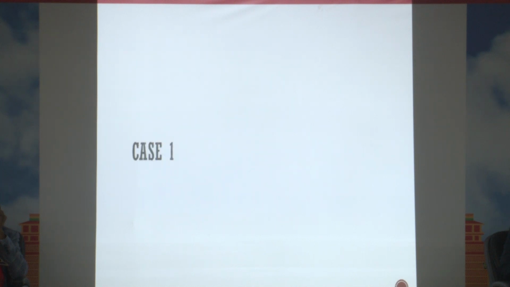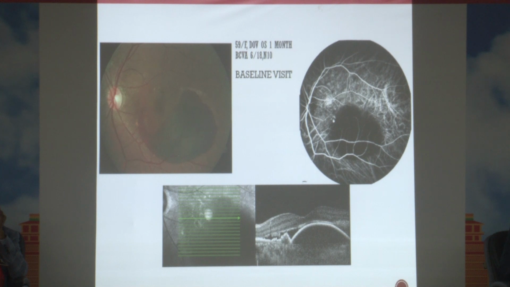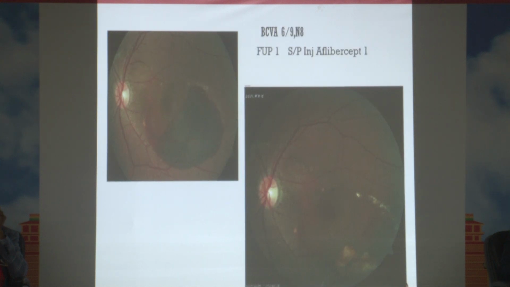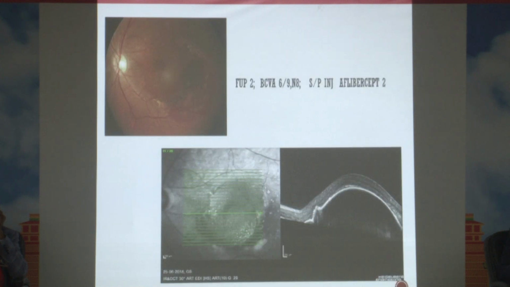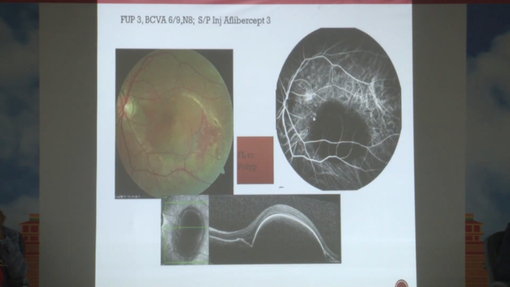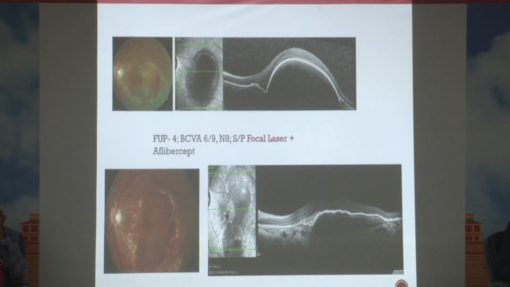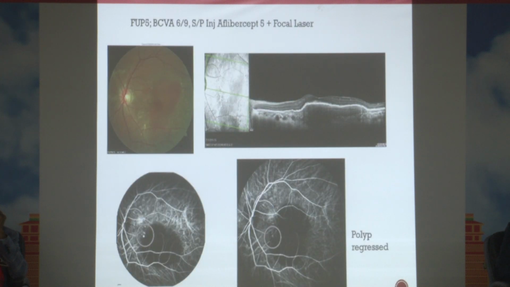These are a few examples of cases. This is a case of PCV. You can see on ICG a small polyp at the baseline visit with subretinal hemorrhage. After treatment with aflibercept, the hemorrhage is gone, but there is still a PED. Multiple injections of aflibercept were given, but still the polyp is there. Focal laser was done to the polyp, and this PED was resolved. So while aflibercept is considered the primary treatment of choice in PCV, there is still a role of focal laser in these conditions.